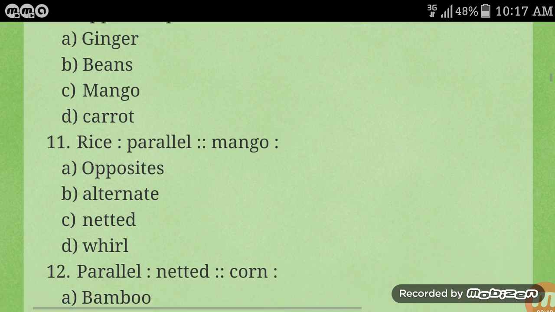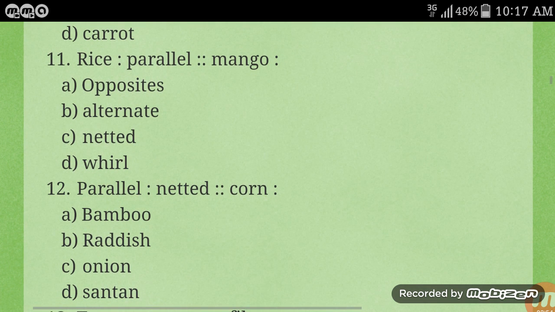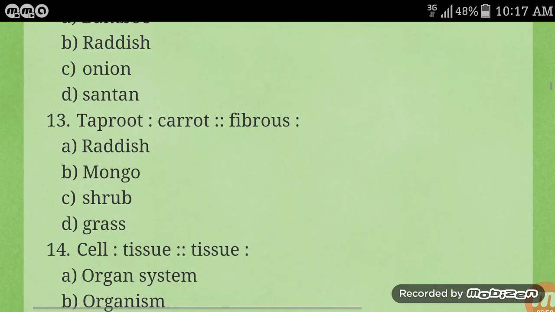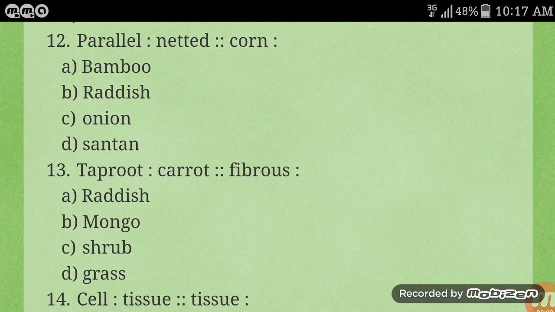Okay? Next one, rice has parallel venation, and mango has, of course, netted venation. Next, parallel, netted. Parallel is corn, and netted is radish. Santan. Okay? There you go. Radish and santan are the answers here.